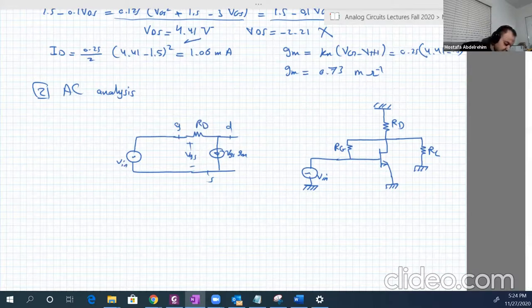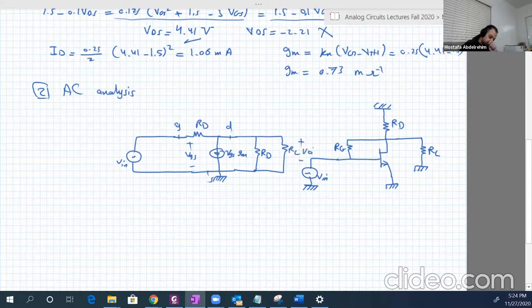We finished by the gate, now the drain connections. Between the drain and the ground, there is RD. And remember, the source is grounded. And here is RD. And also between the drain and the ground, there is RL. And here is VO. Okay? Good.